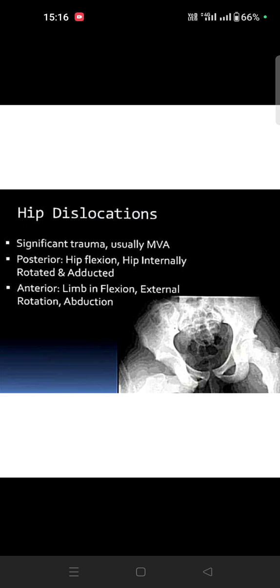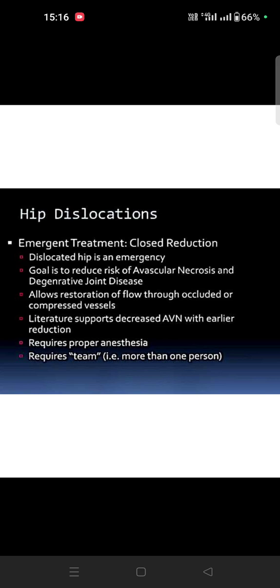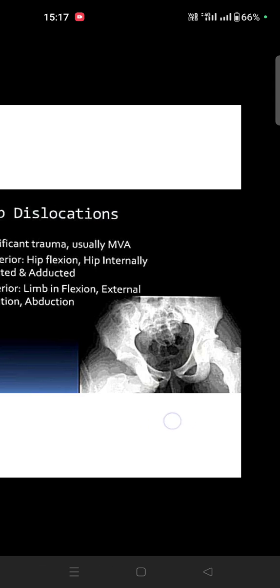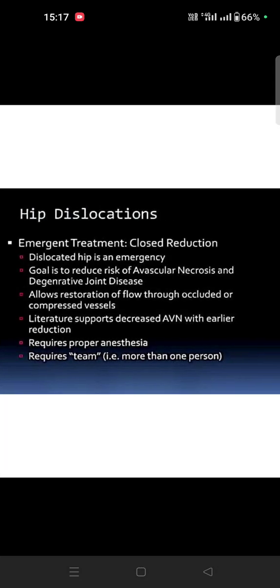So it's hip flexion, hip internally rotated or adducted. In anterior dislocation, the limb is in flexion, external rotation, and abduction. Abduction and adduction, everyone knows, right? Abduction means away from the body, adduction means toward the body. Okay. So emergency treatment means closed reduction of the dislocated hip.